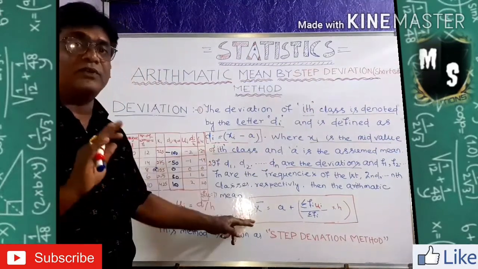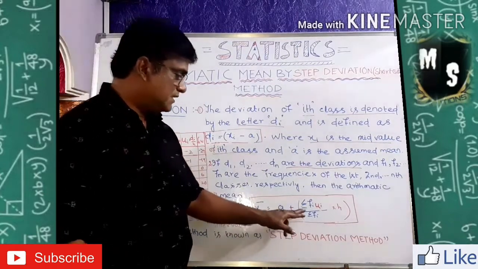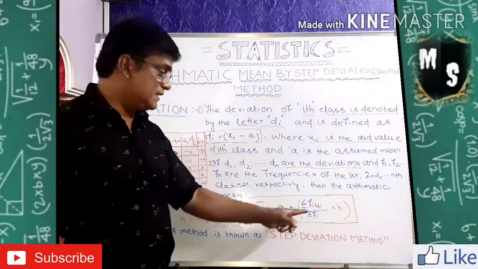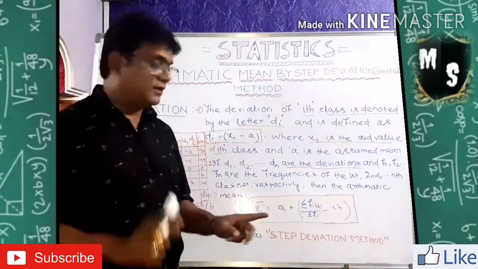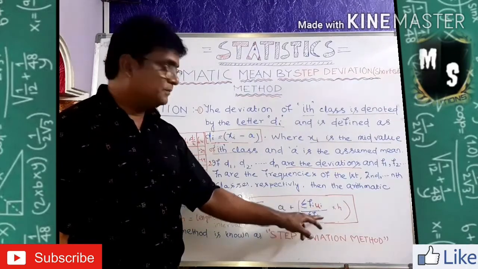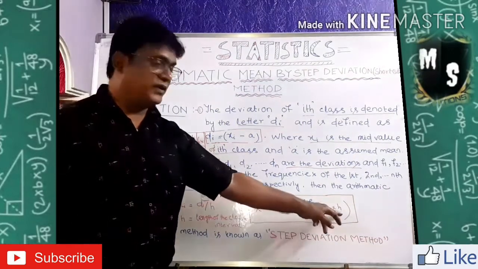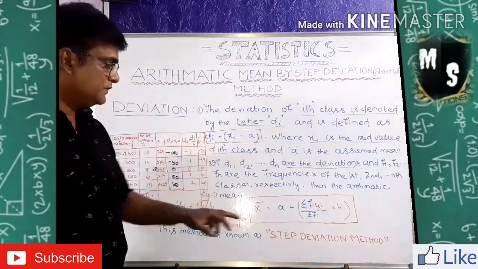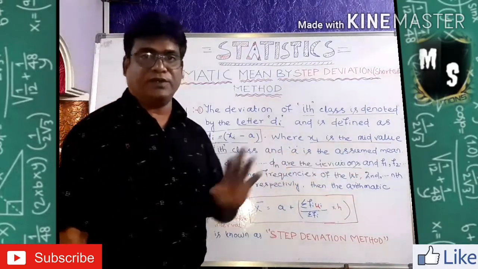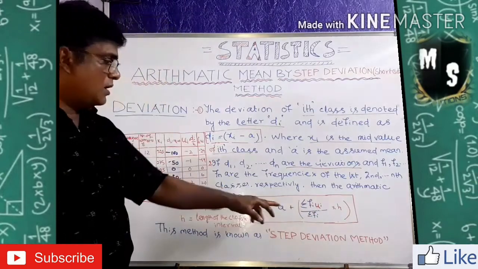What is the formula for the mean? The arithmetic mean is equal to a plus sigma fi ui. Try to understand, this is ui, so I wrote it in red. A plus sigma fi ui by sigma fi into h. An extra thing came, that is called h. I am explaining one by one. See, a you already understood, that is the assumed mean. A is the assumed mean. You already understood.